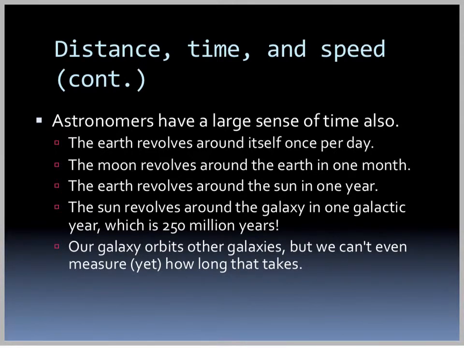Astronomers have a large sense of time also. So for example, the Earth revolves around itself once per day. The Moon revolves around the Earth in 1 month. The Earth revolves around the Sun in 1 year. The Sun revolves around the galaxy in a galactic year, which is 250 million years. Our galaxy orbits other galaxies, which we'll get to later in the class. But we can't even measure yet how long that takes.